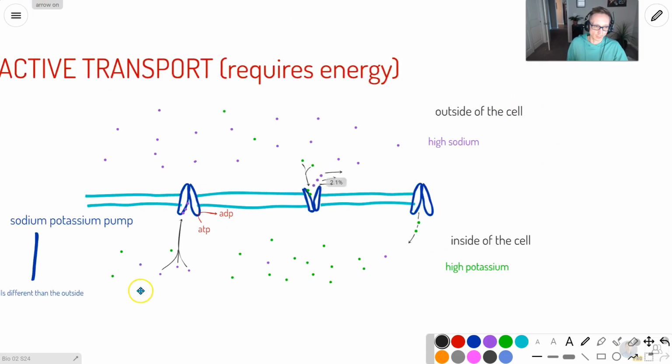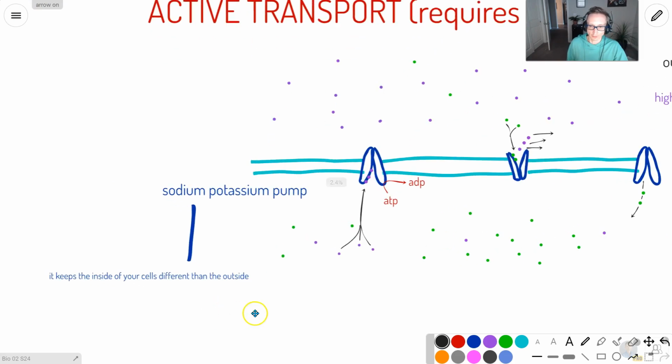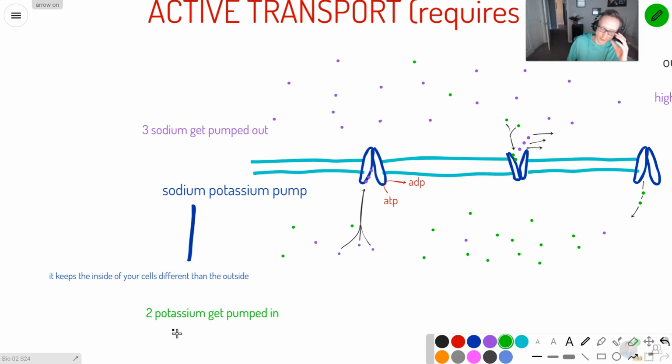So the sodium-potassium pump keeps our cells' inside different from the outside. So 3 sodium get pumped out, and 2 potassium get pumped in. 1/3 of all your energy is going to do that. All your cells do it, but it's very, very important in your neurons. And that requires ATP, requires energy.